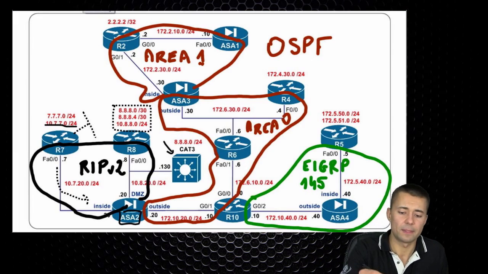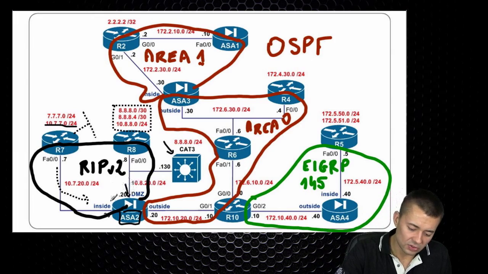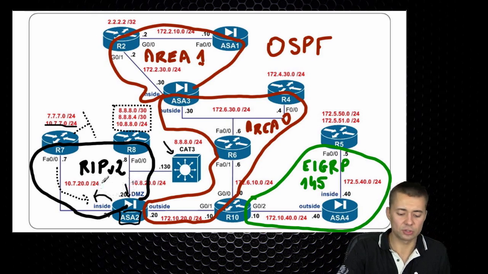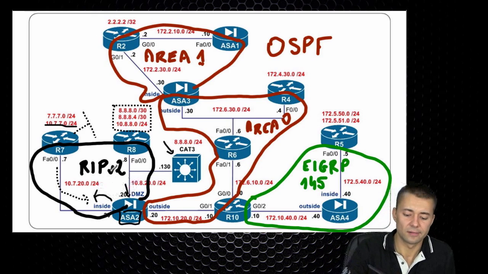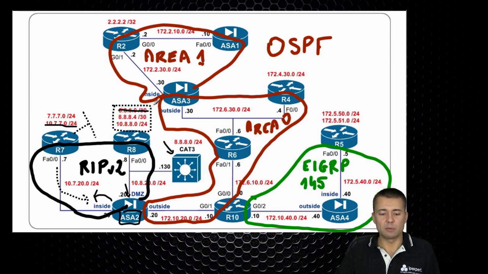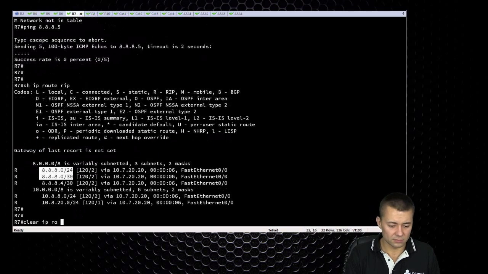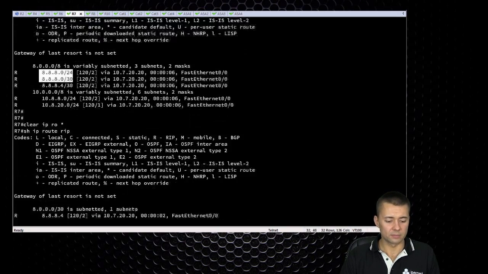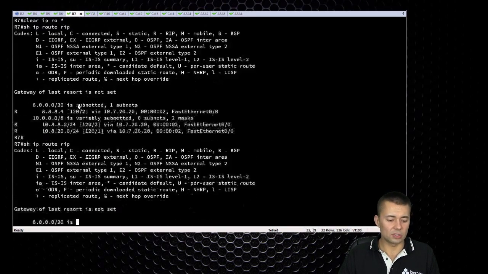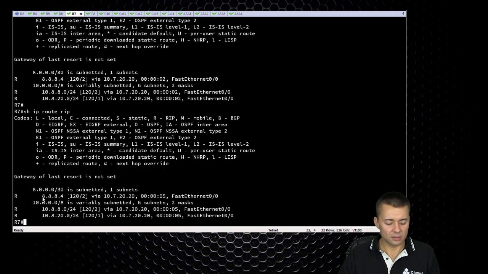So this time I went back to the ASA and I said that I want to apply my list in this direction. I just want to filter out this prefix. As we will see, the result is going to be that I will actually filter out both /30 and /24. So let's go to 7, clear IP route star, and we see that I'm not only seeing the /30 but also /24.